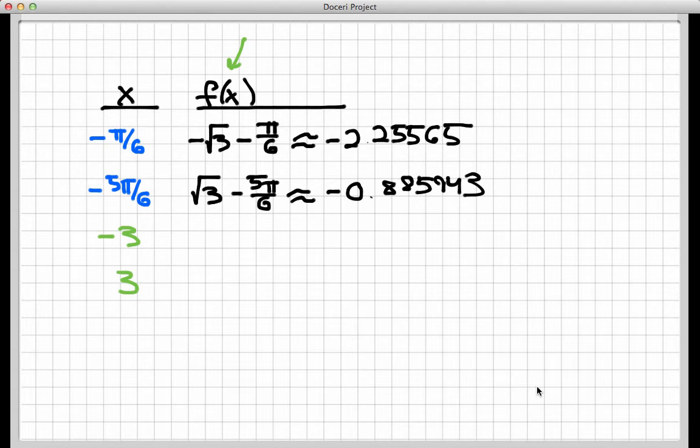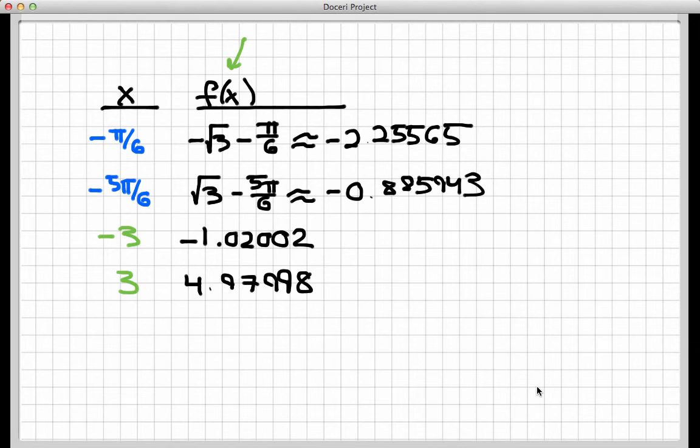Now, let's put in the endpoints. F of negative 3 doesn't give a real nice exact value, so I'm just going to give the approximation. That's negative 1.02002. And f of 3 is 4.97998.